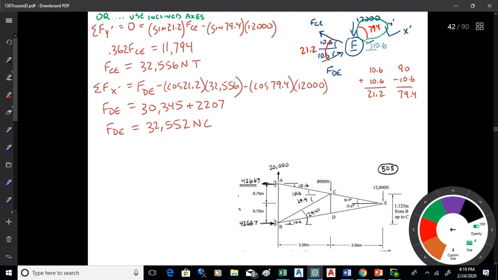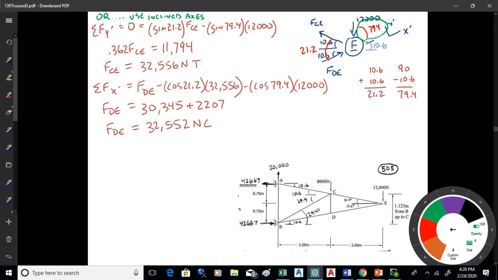So if you want to go through that bit with the geometry, you can use these inclined axes and solve it out with one equation and one unknown each time. That's all I really wanted to point out: if you get into this situation where you've got two angled members coming into a joint, you can either use two equations and two unknowns, or you can use inclined axes.